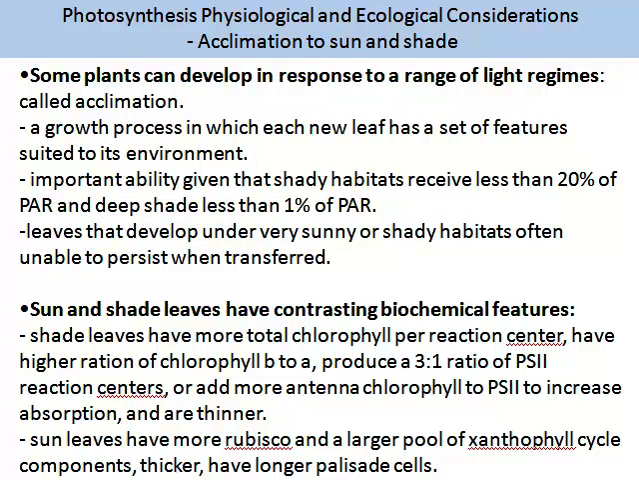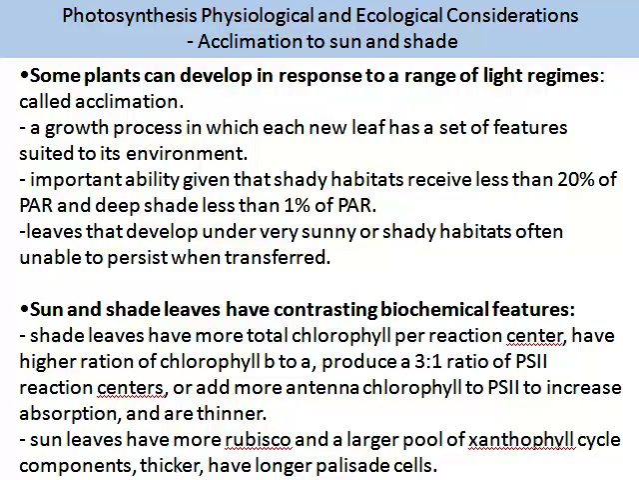Some plants can develop in response to a range of light regimes, and this process is called acclimation. It is a growth process in which each new leaf has a set of features suited to its environment. Importantly, shady habitats receive less than 20% of PAR and deep shade less than 1% of PAR. Leaves that develop under very sunny or shady habitats often are unable to persist when transferred.